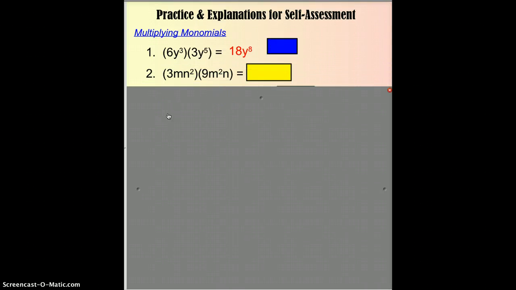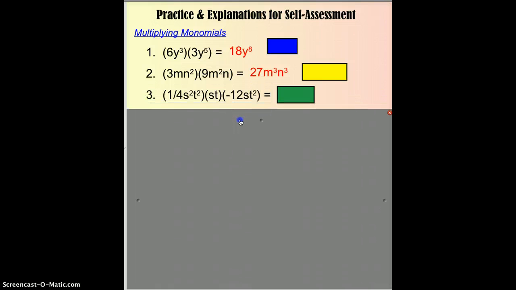Number 2, 3 times m times n squared times 9 times m squared times n. Pause the video here. You should have gotten 27 m cubed n to the 3rd power. 3 times 9 is 27, m to the 1st times m squared when you add the exponents is m to the 3rd, and n squared times n to the 1st is n cubed.